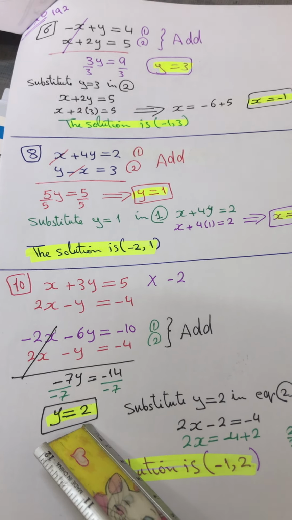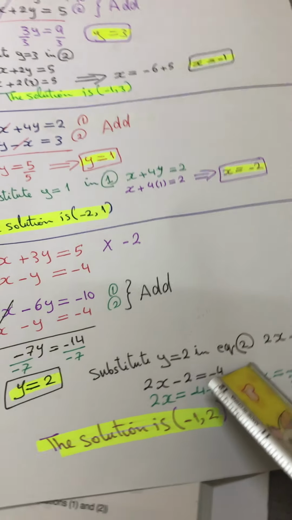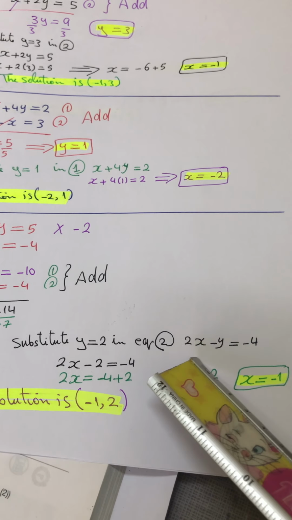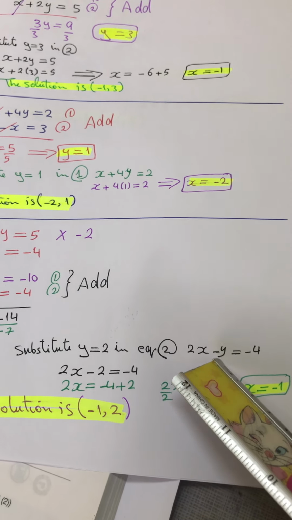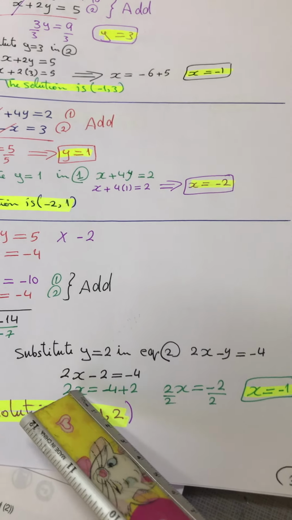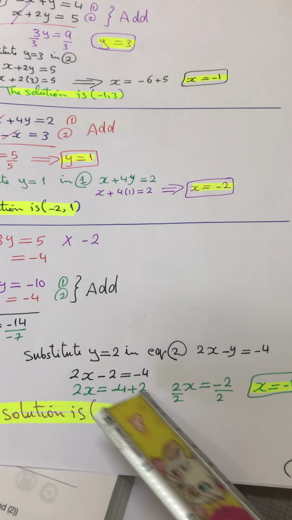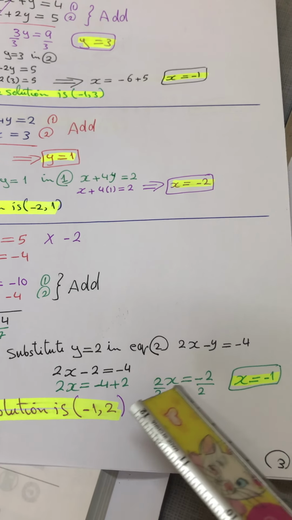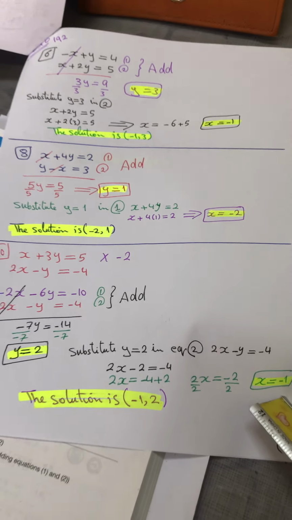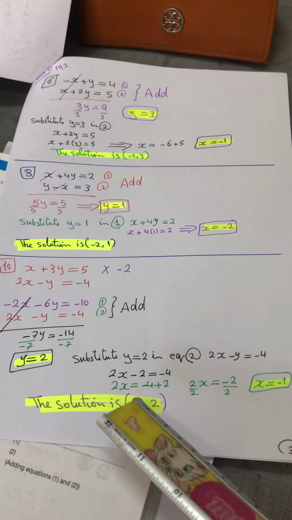I'll take the easiest one of them. I'll substitute y equal 2 in this equation. Which equation? I substituted in 2x minus y equal negative 4. So 2x minus 2 equal negative 4. Now I have 2x. I'll take the 2 to the opposite side. It will be positive. And now 2x equal negative 2. Divide by 2, so just 1x equal negative 1. Now I have x equal negative 1 and y equal 2. So the solution is negative 1 and 2.